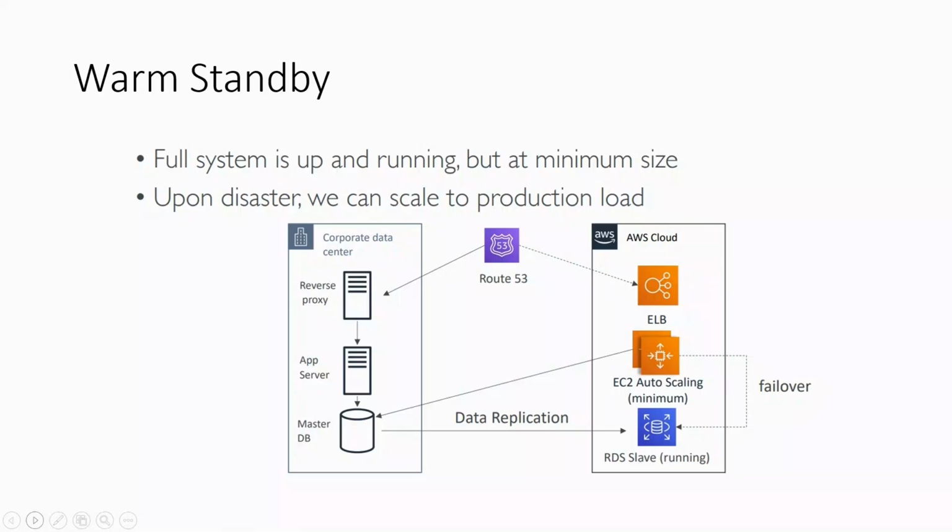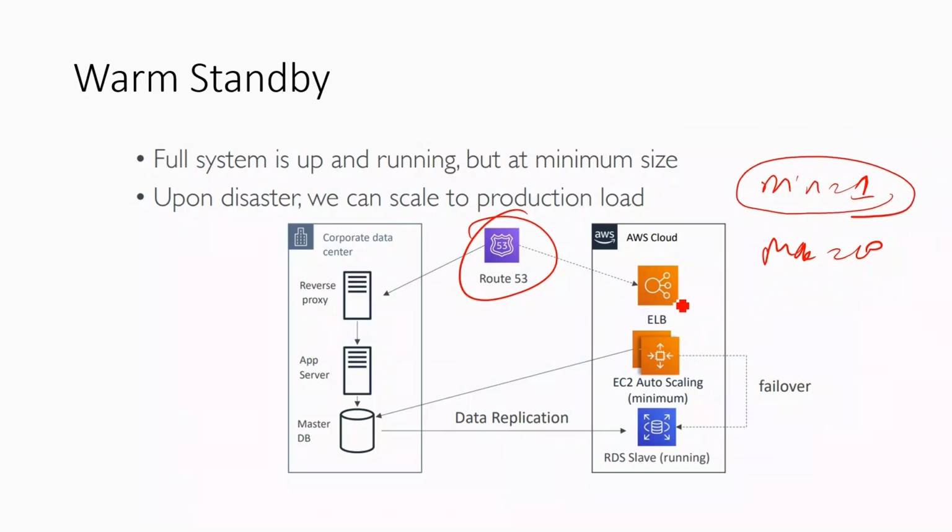So upon disaster, we can scale to production, and similarly we are using Route 53 to switch between your corporate data center DNS and your AWS cloud, with ELB, and data replication is happening between your master database in your corporate data center and your RDS database in your AWS cloud. And with auto scaling, you are keeping it at the minimum. For example, if your minimum capacity is 1 and maximum is 10, then at most you are running 10 instances, but at minimum you are running 1 instance. So at all times 1 instance is always running.